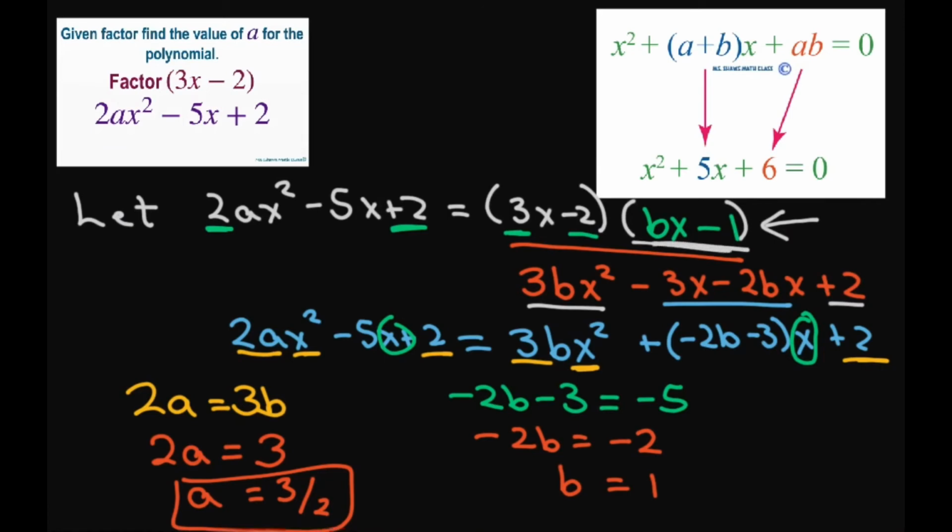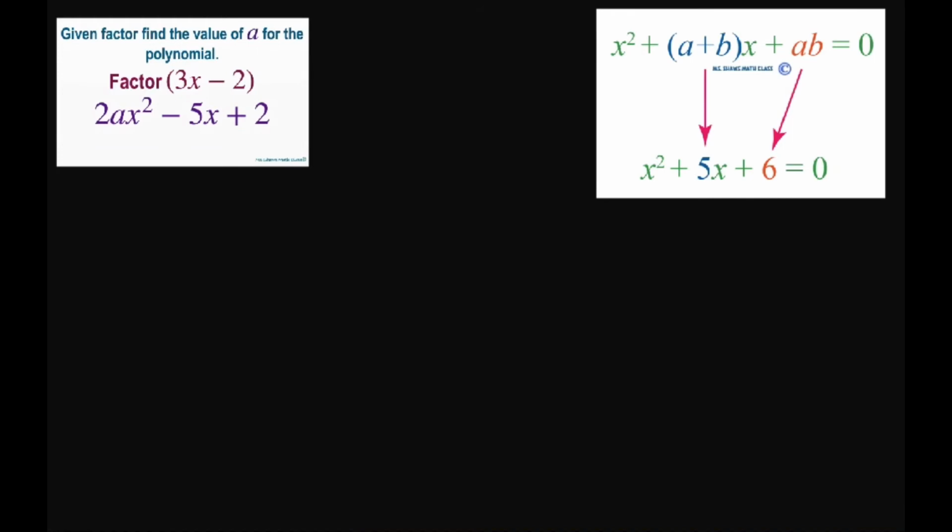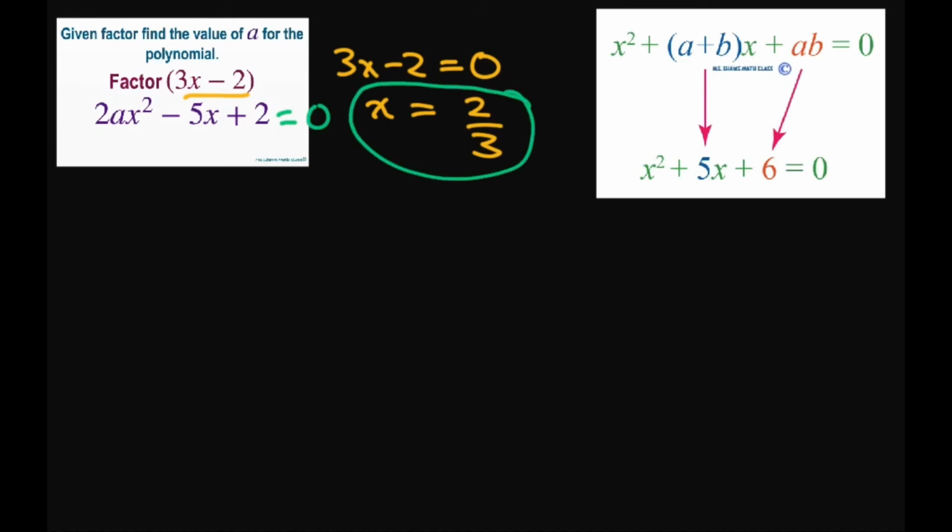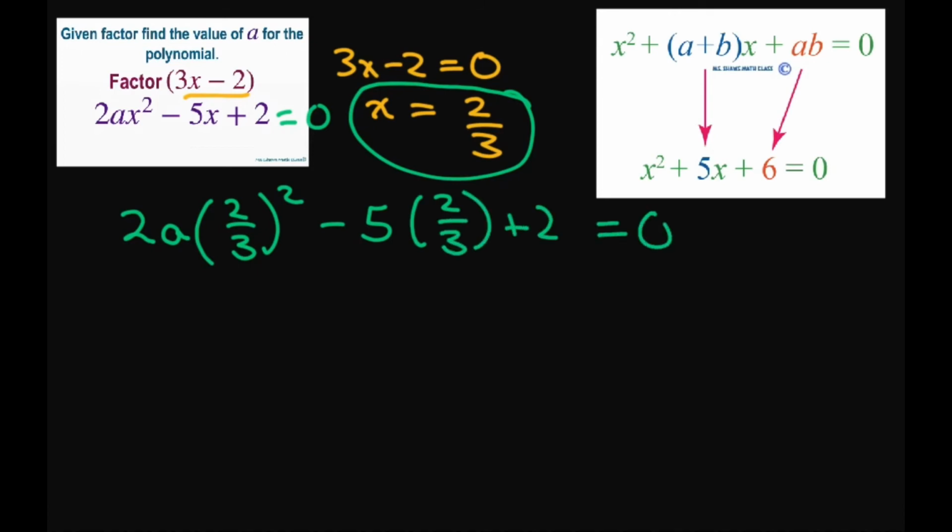The other way is to use the remainder theorem, and that means you take your 3x minus 2 and set that to 0, and solve for x. So you add the 2, then divide by 3, so x equals 2 thirds. Then we substitute in our x. Since it's a factor, this is going to equal 0. So you have 2a times 2 thirds squared minus 5 times 2 thirds plus 2 equals 0.